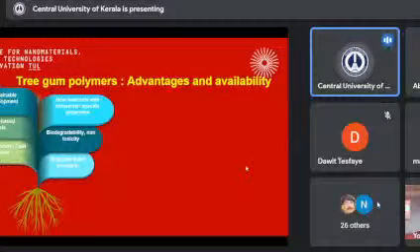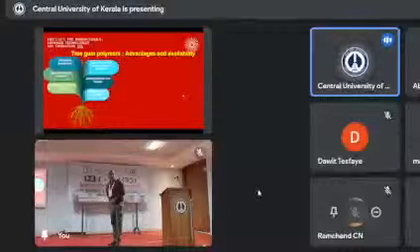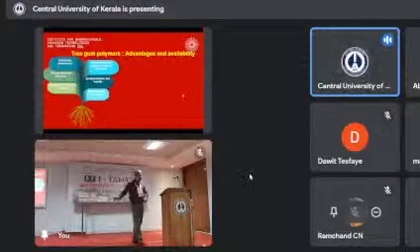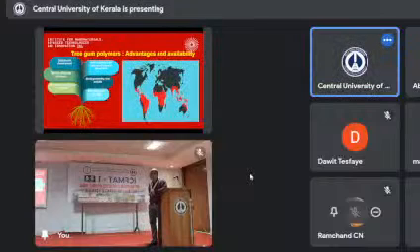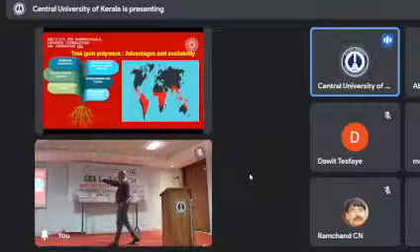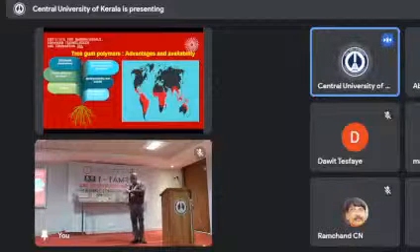These materials can be used for sustainable development and the replacement of oil-based chemicals and plastics. They are very cost-effective, biodegradable, and non-toxic in nature. And these are the major areas in the world where tree gums are produced. You can see them indicated in red.